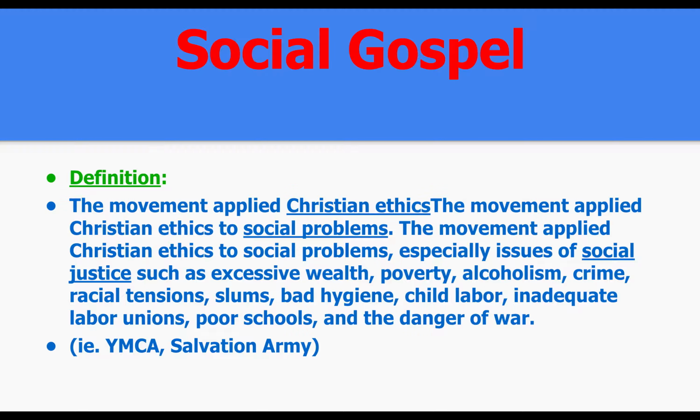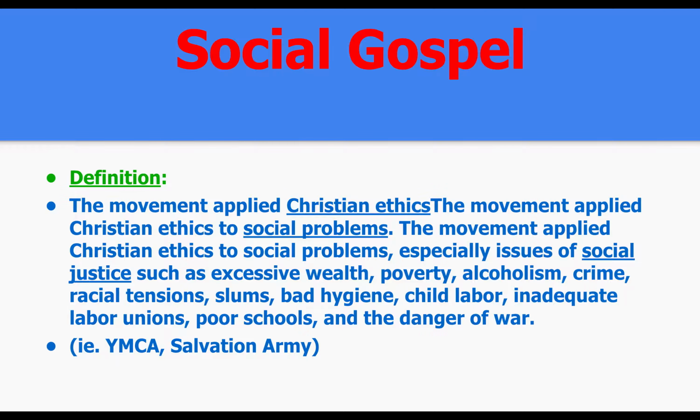Now we have the social gospel movement. The social gospel movement was a social movement within Protestant Christianity, and it applied Christian ethics to try to solve social problems, especially issues of social justice, such as economic inequality, poverty, alcoholism, crime, and racial tensions. There were a lot of slums during the Industrial Revolution, unclean environments, and child labor. They also addressed the lack of unionization and poor schools, and they also opposed war and the dangers of war, right?